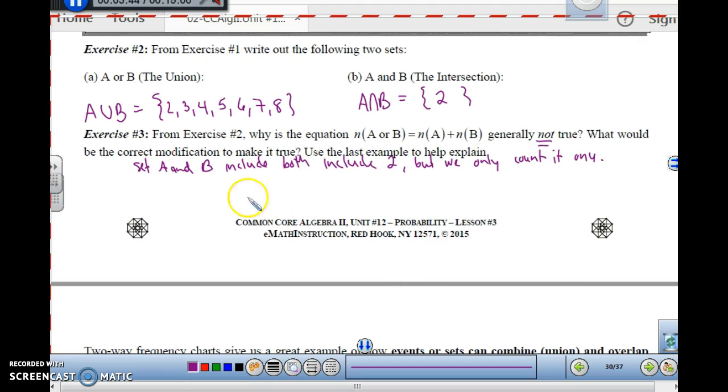All right, so to correct this, if we want to know the number for A or B, which would be the union, it's equal to the number in A plus the number in B, and then subtract what they have in common, which would be the intersection. If you took each individual one and subtracted out what they have in common, you'd be taking away the one you already counted twice. So that's what it comes out to be.